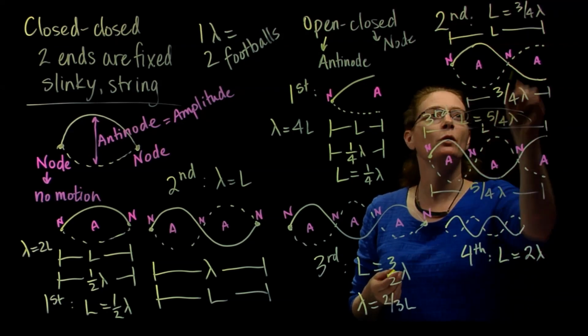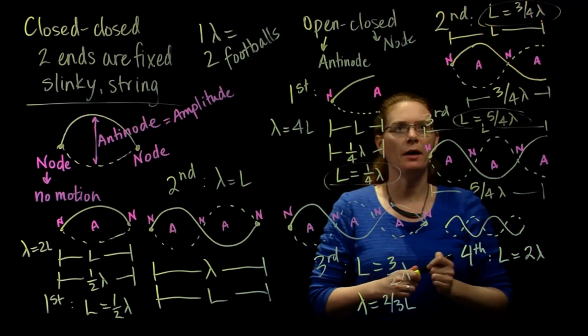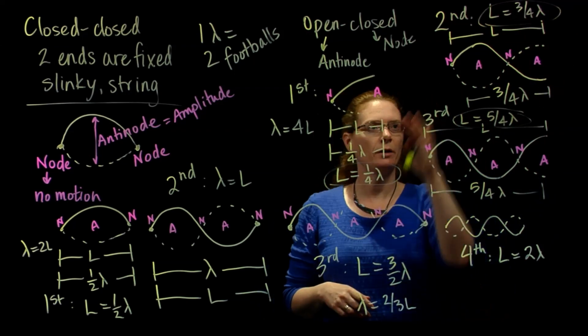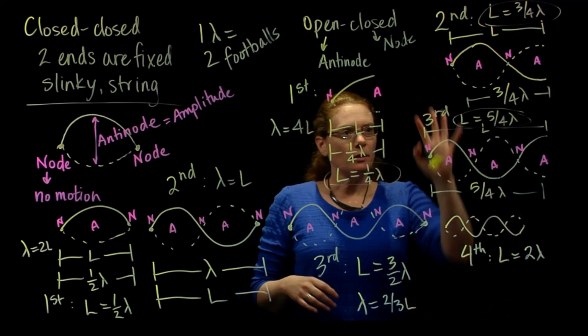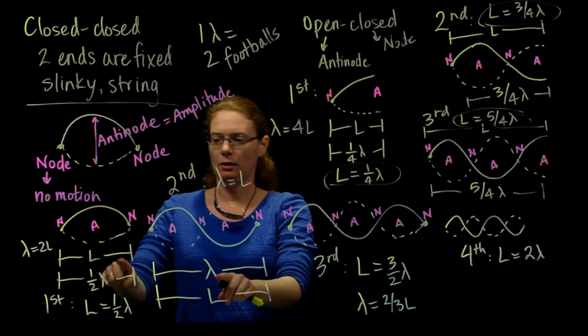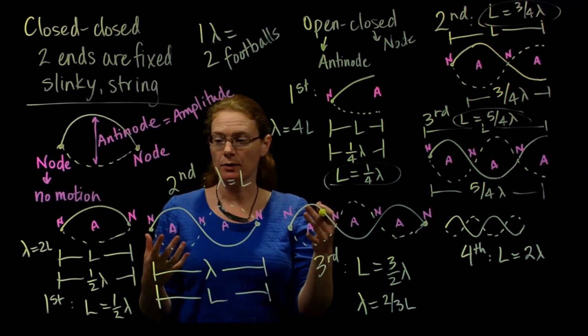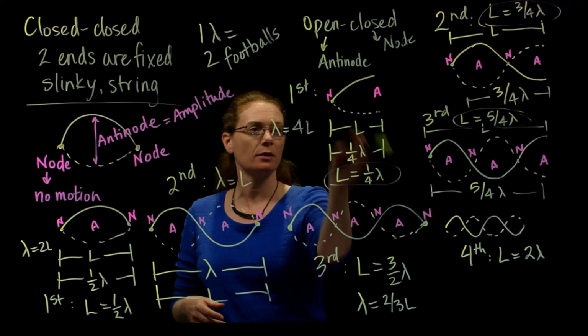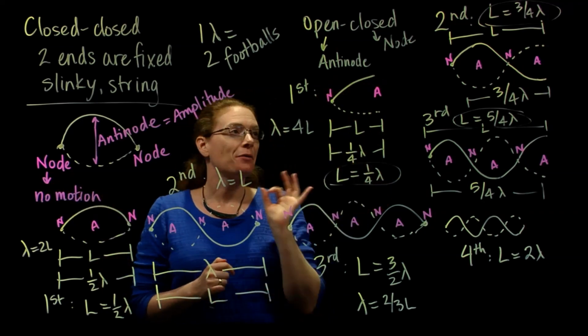So 5/4, 3/4, 1/4. So it's a nice pattern there. It just goes up 1, 3, 5, 7, 9, 11, 13. And it's a little bit different, you see, than the closed. So it's the same process, but you come up with a slightly different answer because we do not have the same amount of footballs. So there is a third type of standing wave.